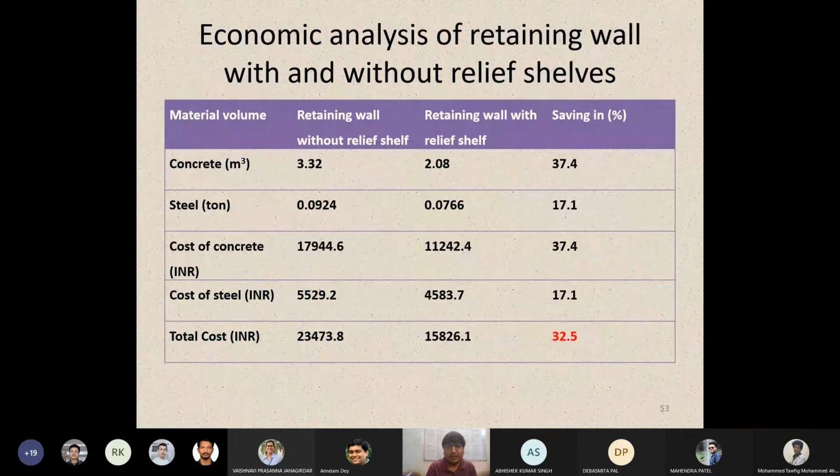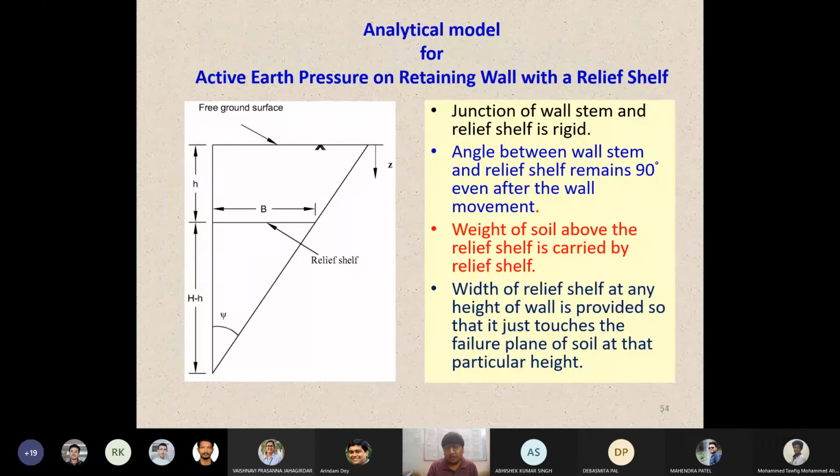Okay, moving to another point. We have also done analysis over there. What we noted is that for a 6-meter height of wall, we have calculated this much amount of saving. We noted that we can save 37% of concrete and 17% of steel, and the overall cost we can save up to 32%. So for a typical 6-meter height of wall, I have provided this complete detailing in one of my published papers. I'll be giving you this link. Based upon this particular paper, we noted that 30% saving is a good amount.